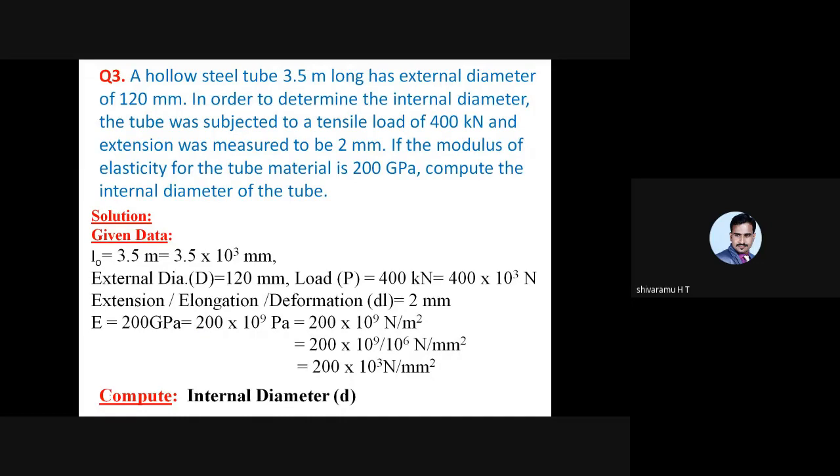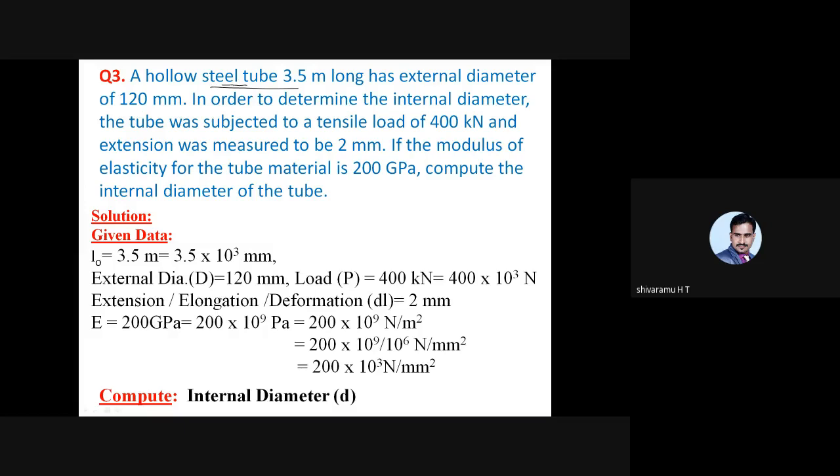The problem is: a hollow steel tube 3.5 meter long has an external diameter of 120 millimeter. In order to determine the internal diameter, the tube was subjected to a tensile load of 400 kilonewton, and the extension was measured to be 2 millimeter. If the modulus of elasticity for the tube material is 200 gigapascal, compute the internal diameter of the tube.